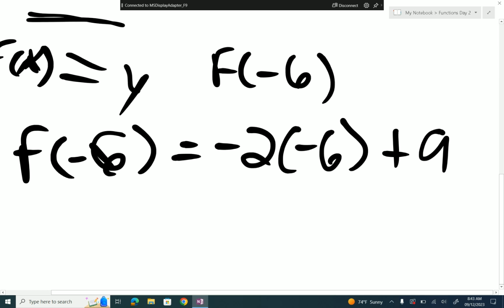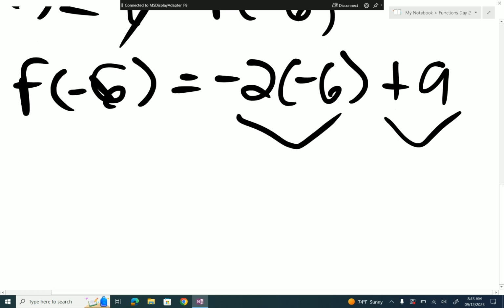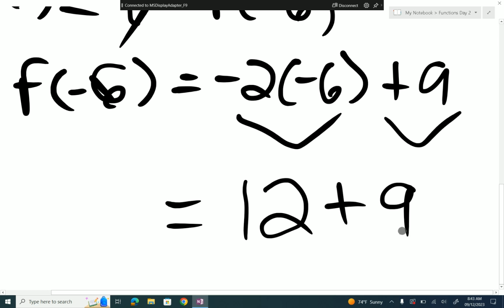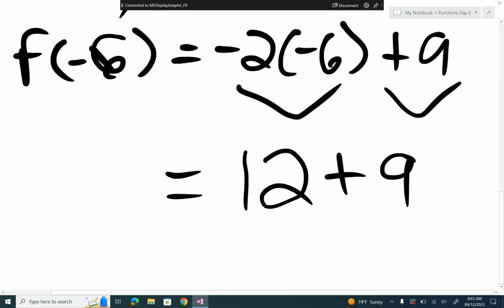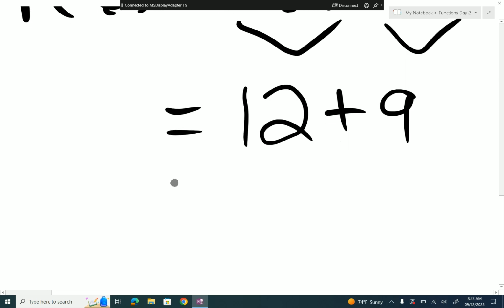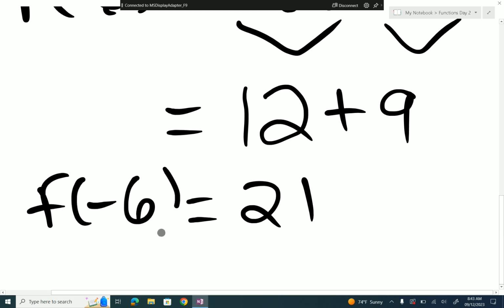So we're given f of -6 we want to solve for. What should I take care of first here, my multiplication or my addition? Multiplication. What's -2 times -6? Positive 12. Two negatives make a positive. And now I just have 12 plus 9. What's 12 plus 9? 21. Perfect. So f of -6 is 21.